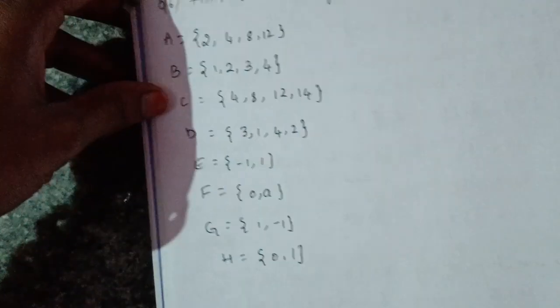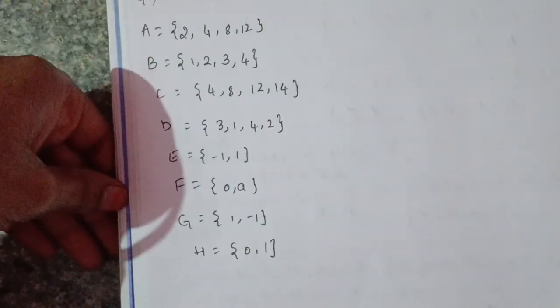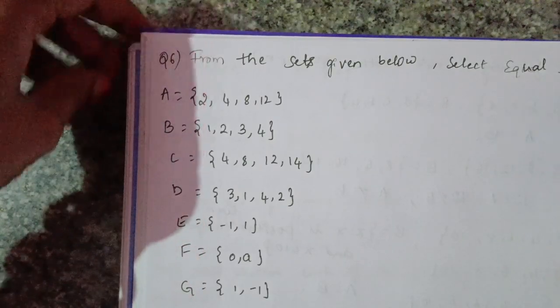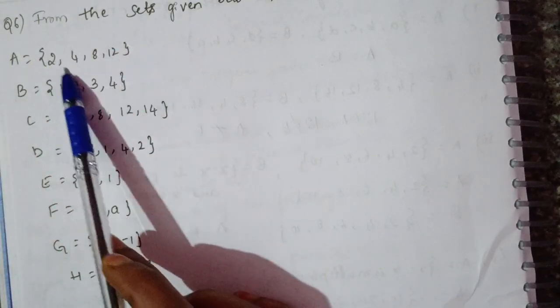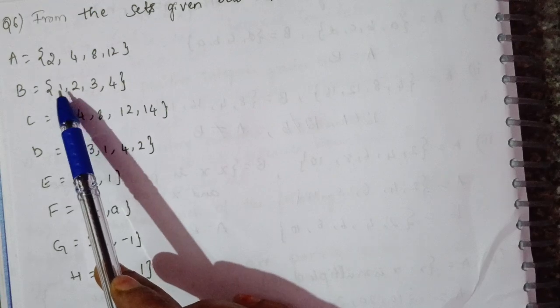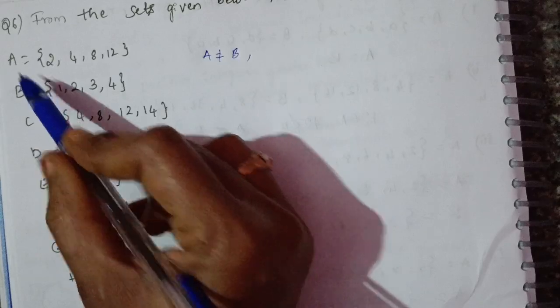We will see the next, 6th question. Yes, see the 6th question: from the sets given below, select equal sets. Equal sets means, now A is equal to 2, 4, 8, 12. Now we will check for A. In A how many elements are there? 4 elements are there. B also has 4 elements, but see 1, 2, 3, 4. So A is not equal to B.